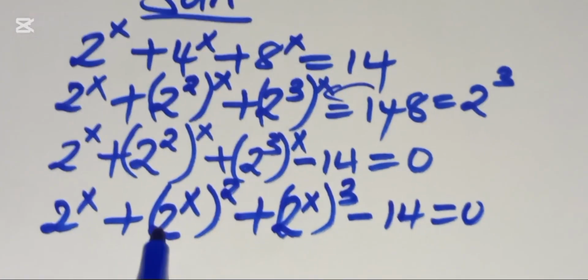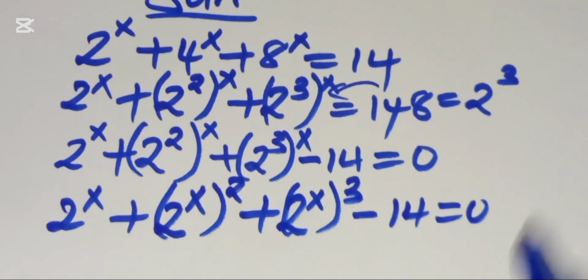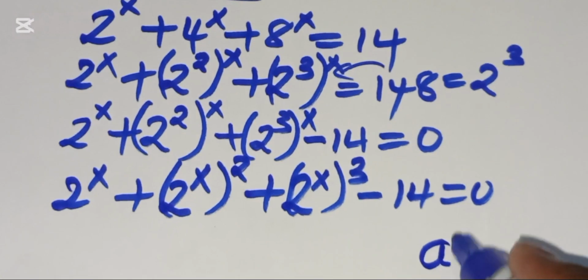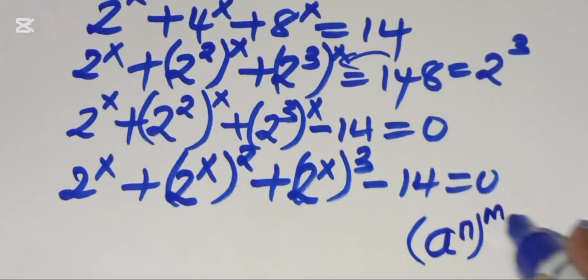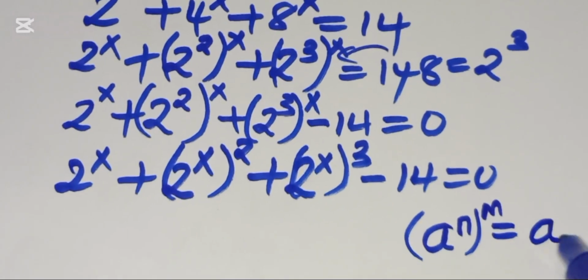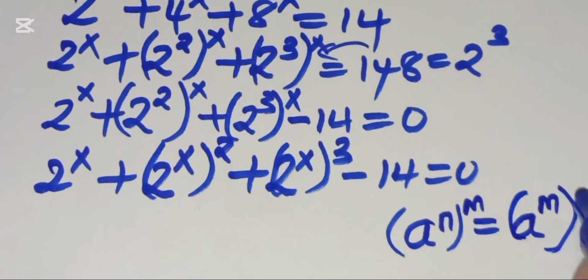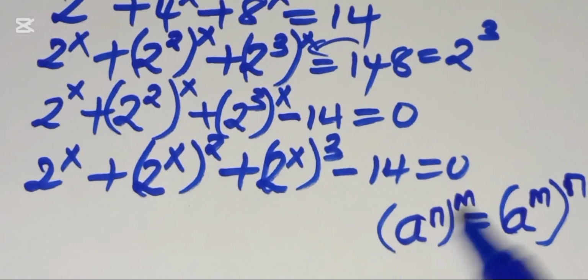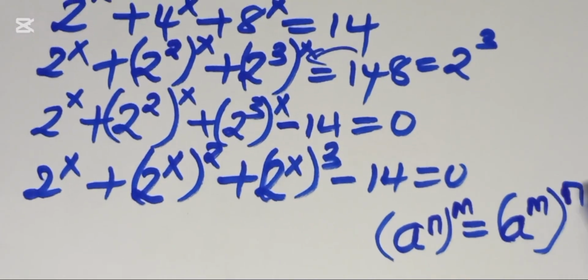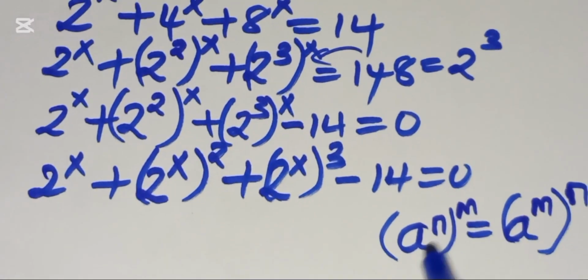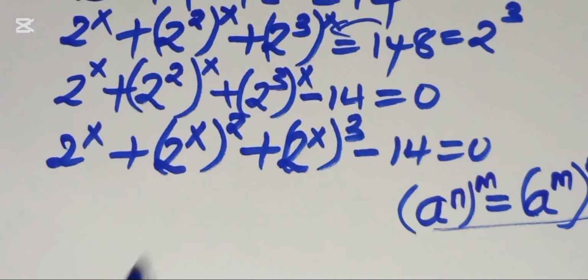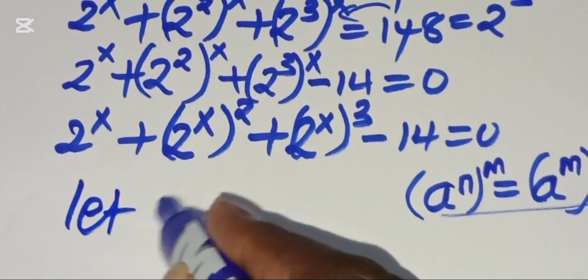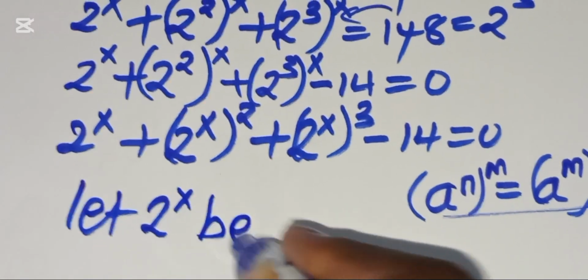Okay. Now we have 2 raised to power x raised to power 2 simply because of using this indices property that if you have a raised to power n multiplied by m, this can be expressed as a raised to power m raised to power n. A raised to power n raised to power m is the same as a raised to power m raised to power n. Okay, so we can express this using the property, so that now from here we can say let 2 raised to power x be k.